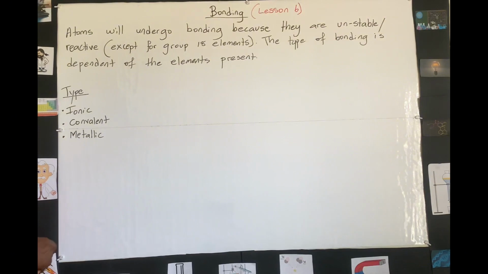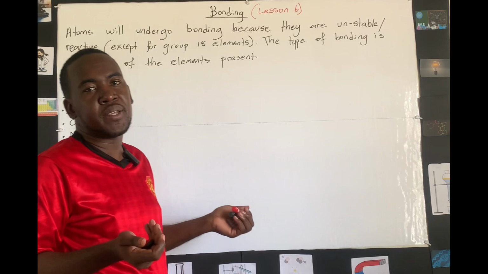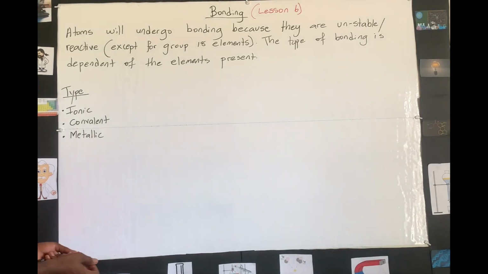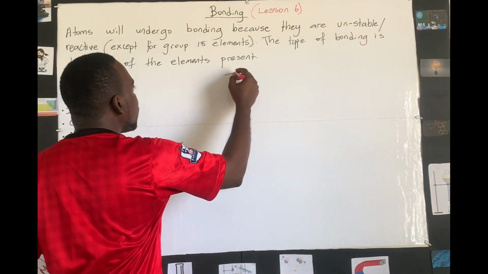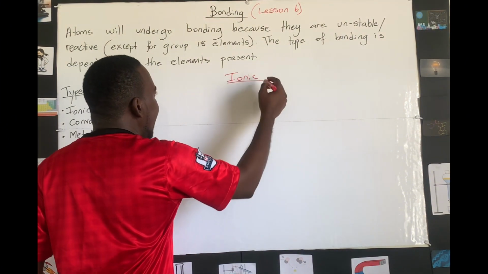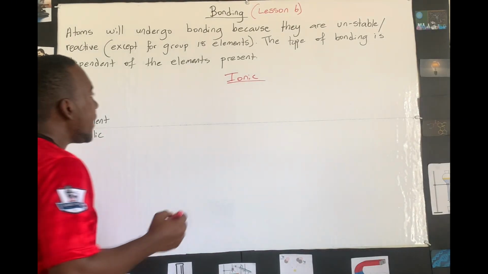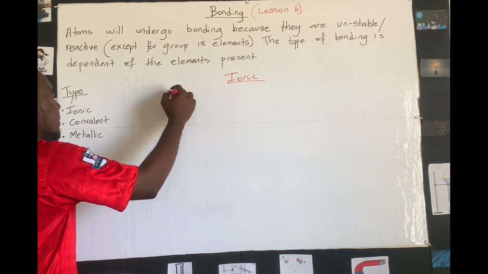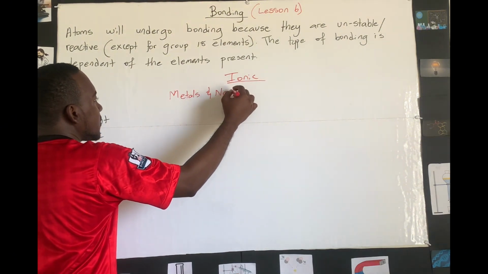Now, the type of bonding is dependent on the elements that are present to undergo the bonding. We have 3 types of bonding: ionic bonding, covalent bonding, or metallic bonding. We're going to look at each individually to see how we know which type of bonding is present and how we do that bonding. Firstly is ionic bonding. In ionic bonding, we need two types of elements. It's between metals and non-metals.